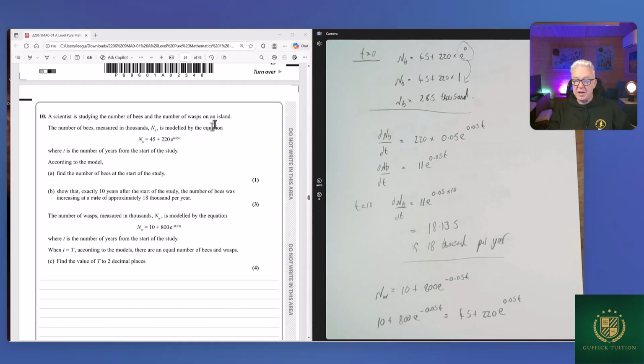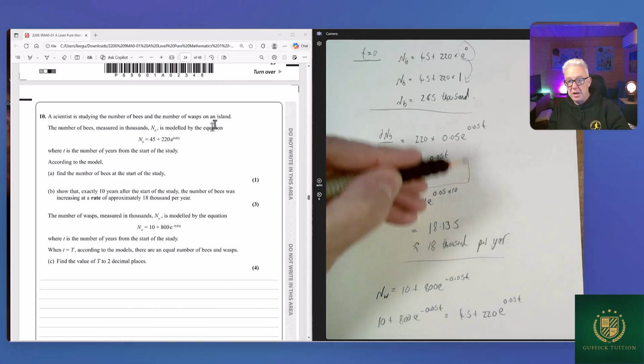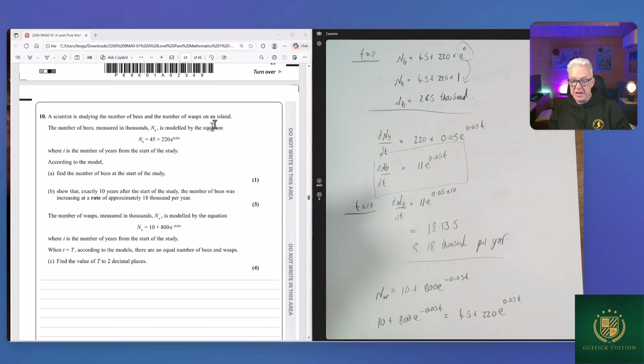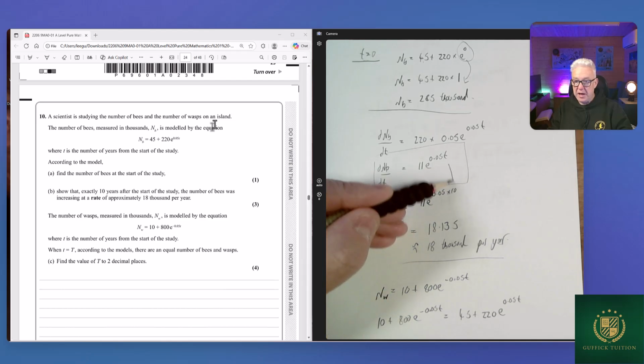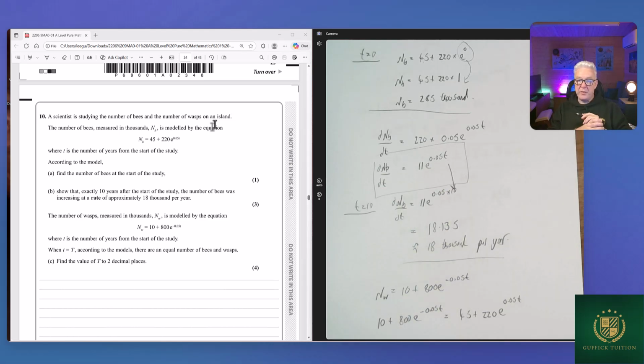So that's our expression for the rate of increase of the bees at any given time. So it says find it when t equals 10. So we sub in 10 for t there. And when we do that, we find out we get 18.13 thousand per year, which is approximately 18,000. So that's part B done there for 3 marks.